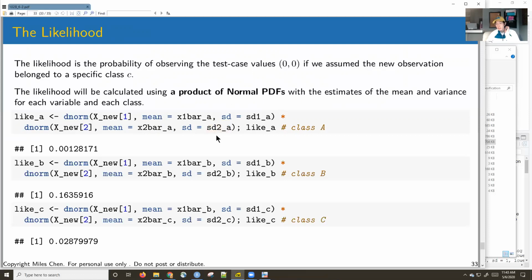So maybe I'll just pause here, and I want to make sure everybody's okay with getting these likelihood values as a product of two. This is using the regular old univariate normal density, dnorm. So this is not the multivariate normal. It's dnorm applied to the x1 variable multiplied by dnorm applied to the x2 variable. And the means and standard deviations of each of these were estimated one at a time for each class using our training data, okay?